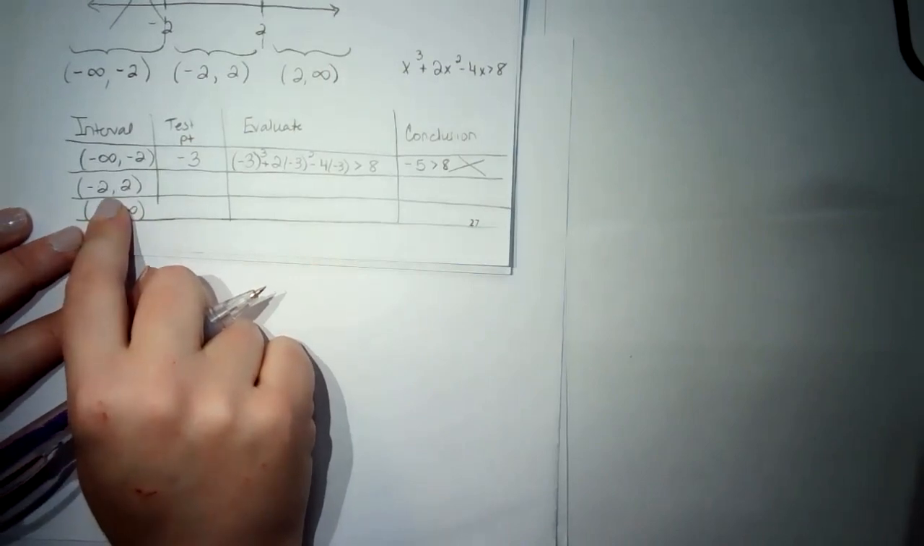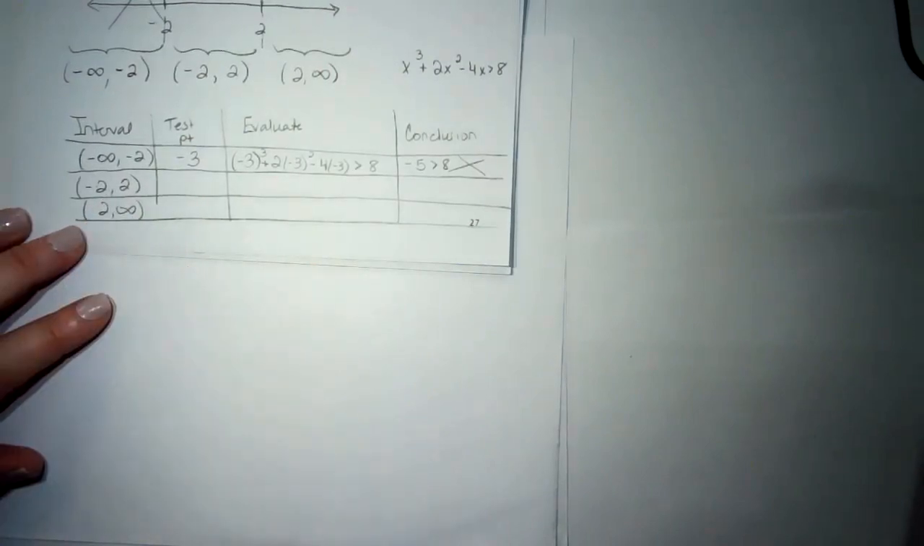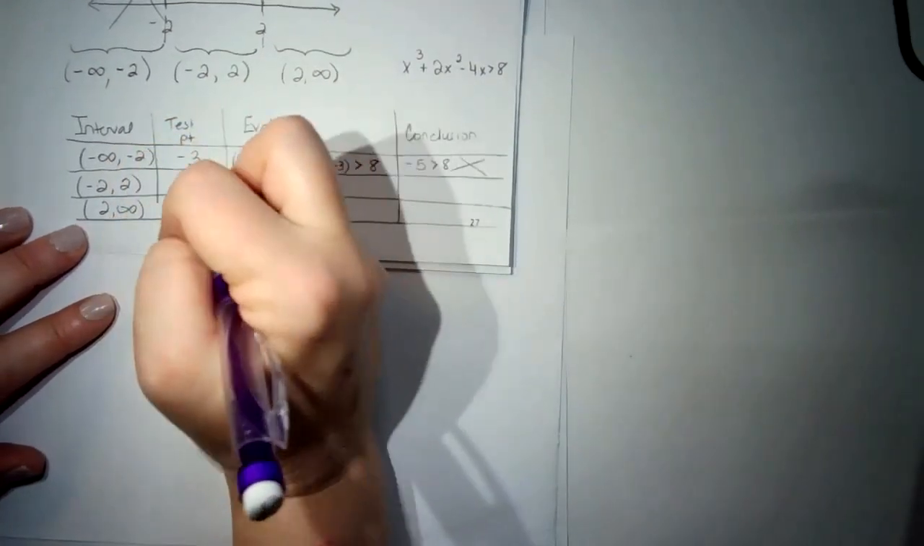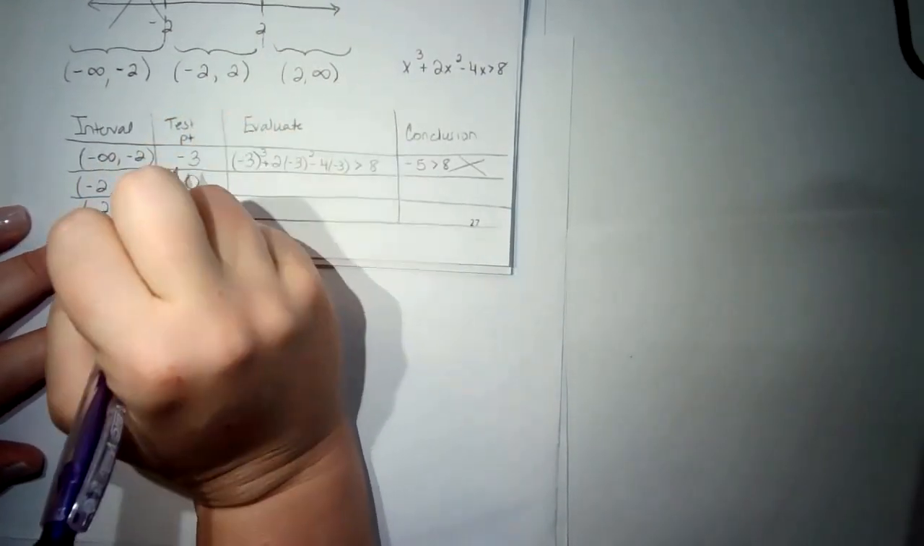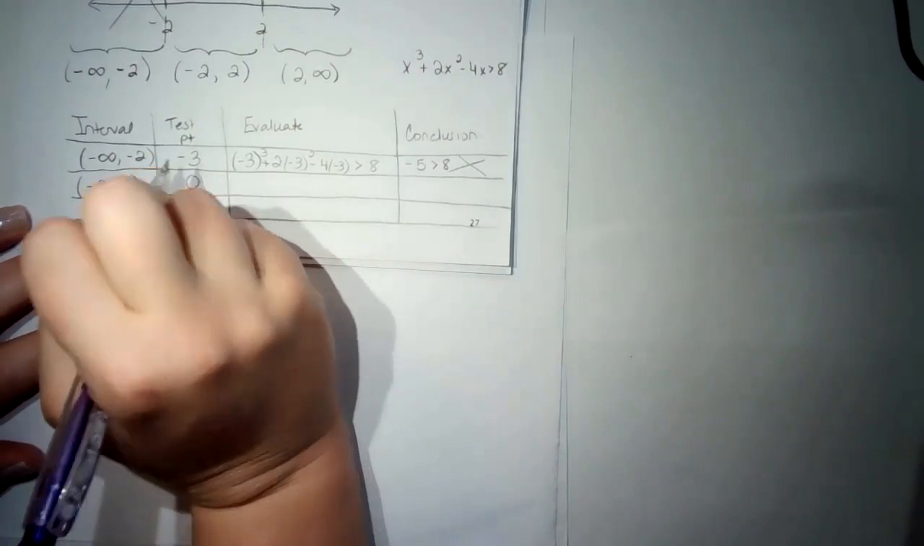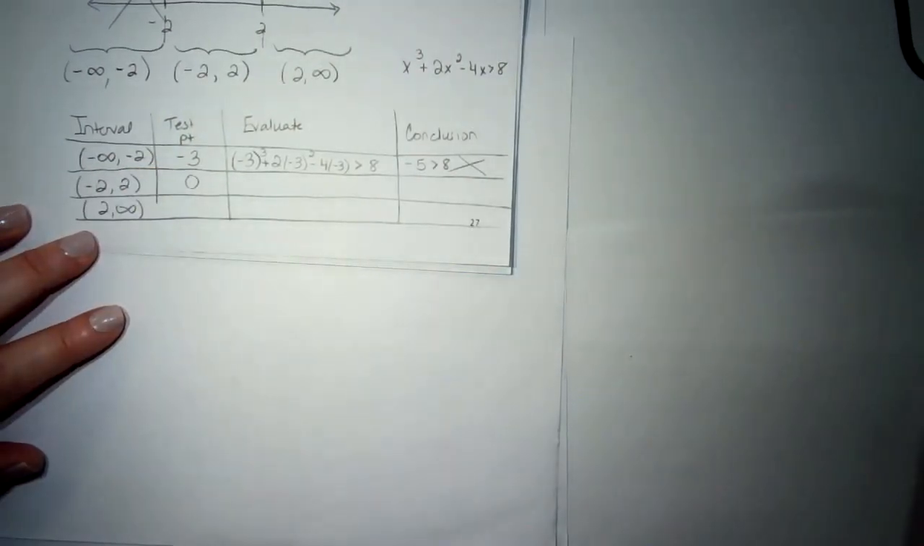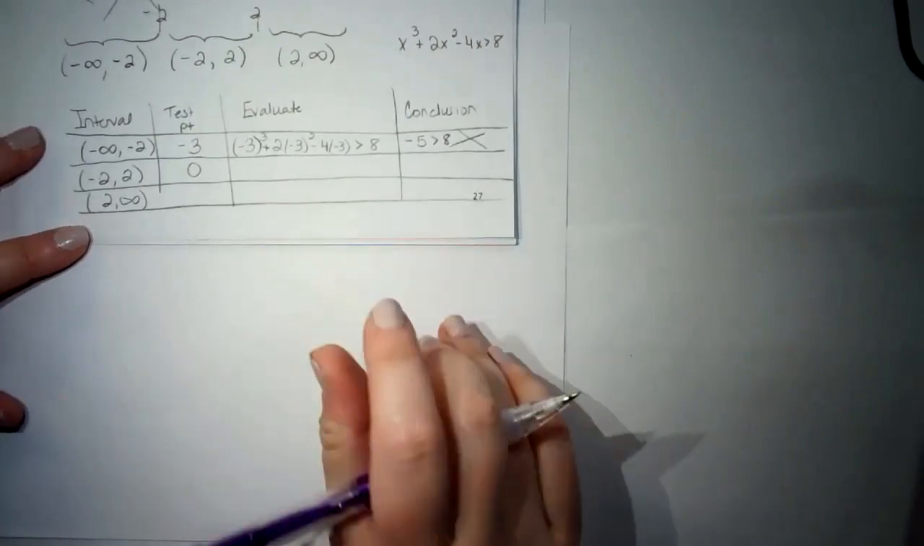Okay, next interval. Now we need a number. We can't use -2 and we can't use +2, but we need something between -2 and +2 to test. You could absolutely do 1. I'm lazy, I already did 0 because I love a 0, okay? But you can absolutely do 1 and you'll find the same conclusion, right?